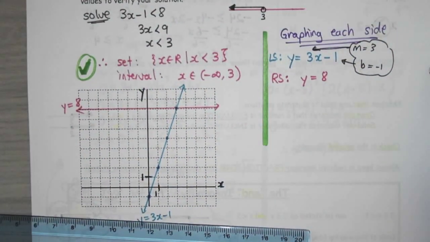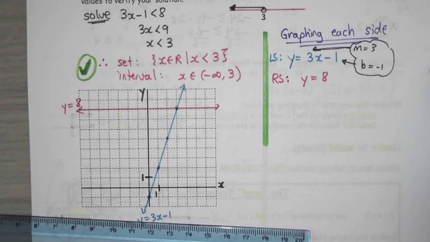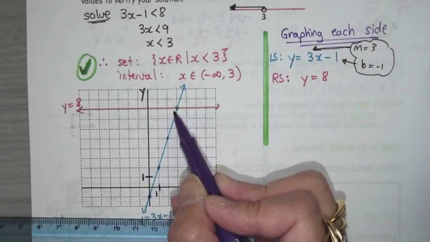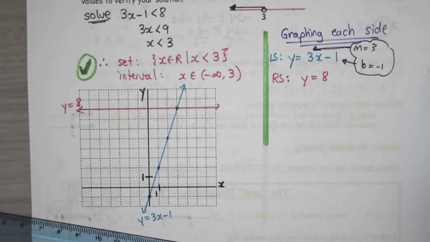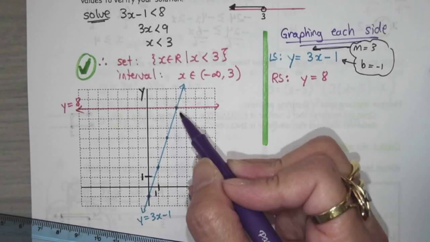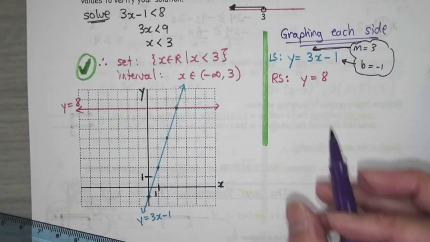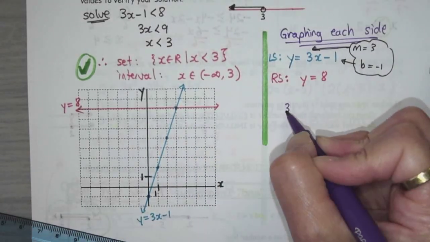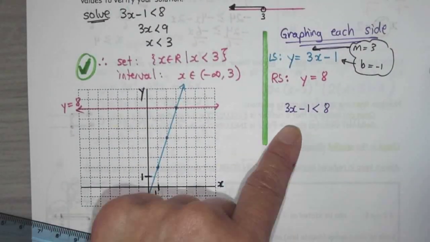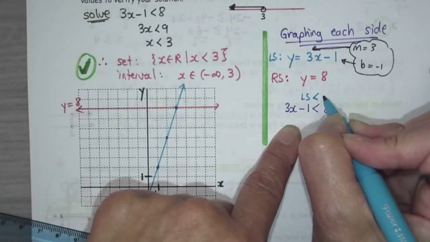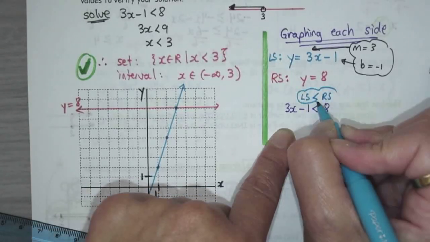Where do those two lines intersect? At 3. And what's my answer from here? 3. So how does that relate? I'm not asking you where they equal each other, right? It's an inequality, not an equation. I'm asking you when, now listen to this part here. When is 3x minus 1, when is the left side less than the right side? That's what I'm asking you.